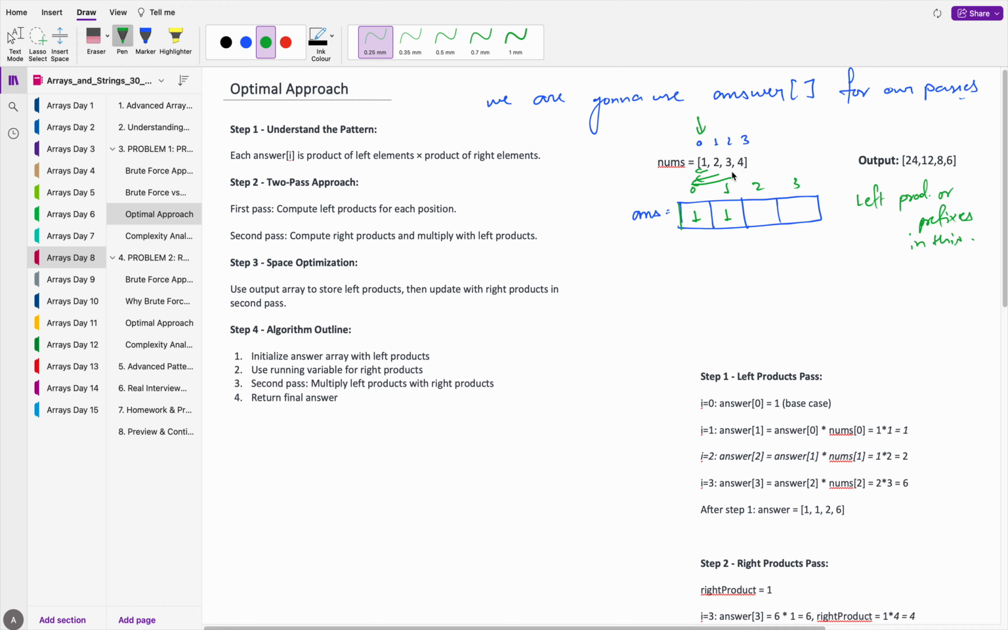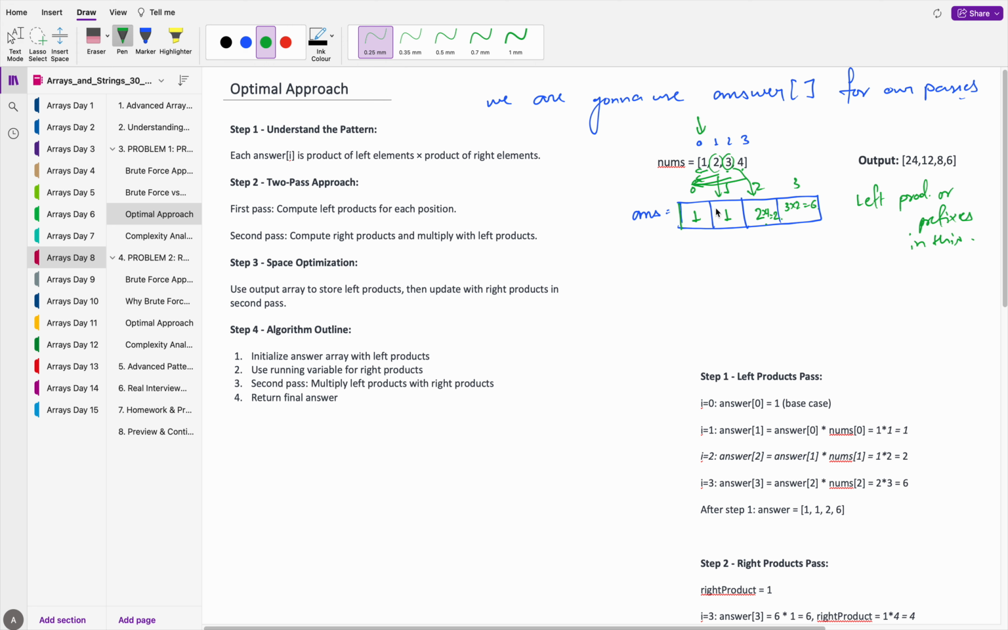Left product of three would be what? This 2 multiplied by its left product. So 2 multiplied by 1 equals 2. Okay. For this 4, what will be the left product? See, till 3 we know the left product was 2. So for 4, the left product would become what? 3 multiplied by this fellow. So 3 multiplied by 2 equals 6. Okay. These are the left products: 1, 1, 2, and 6.